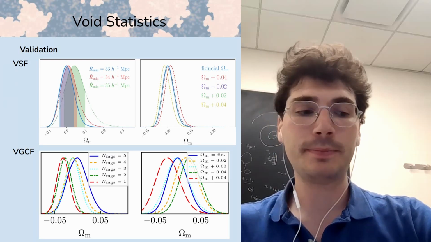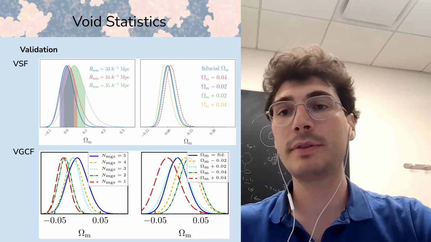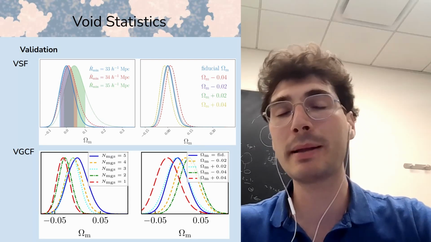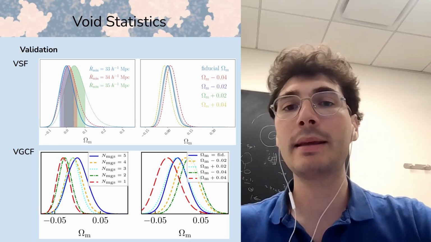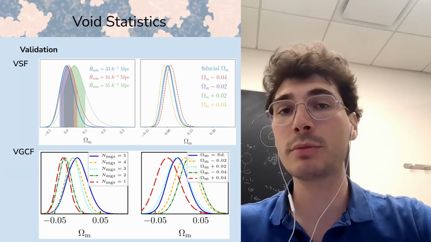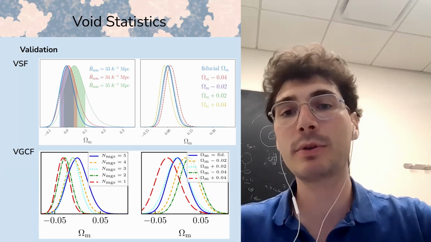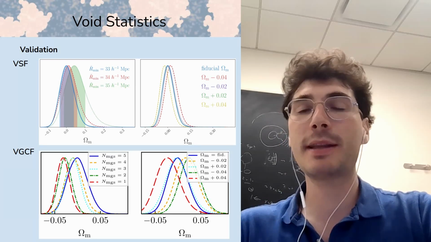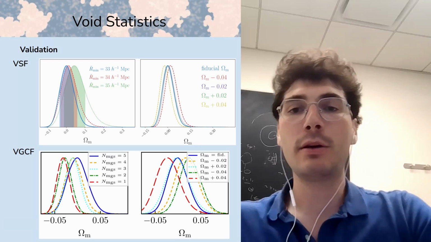We then also verified the impact of assuming different fiducial cosmologies. In particular, we consider different values of omega matter, both in our void finding algorithm and in the fiducial cosmology of the theoretical model. And we find consistent results, consistent posterior distributions within 68% in a range of plus or minus 0.04 of omega matter.